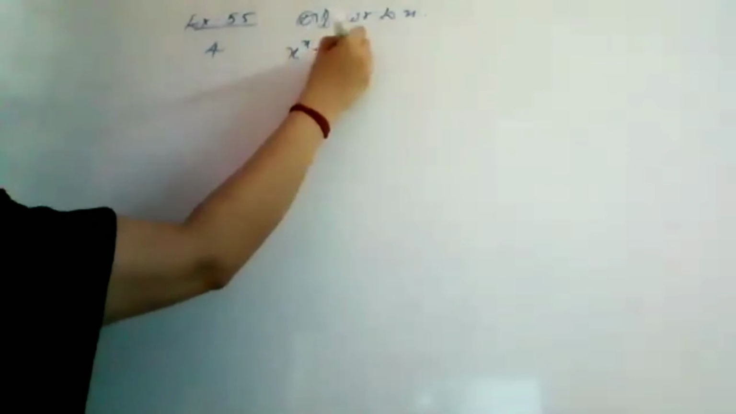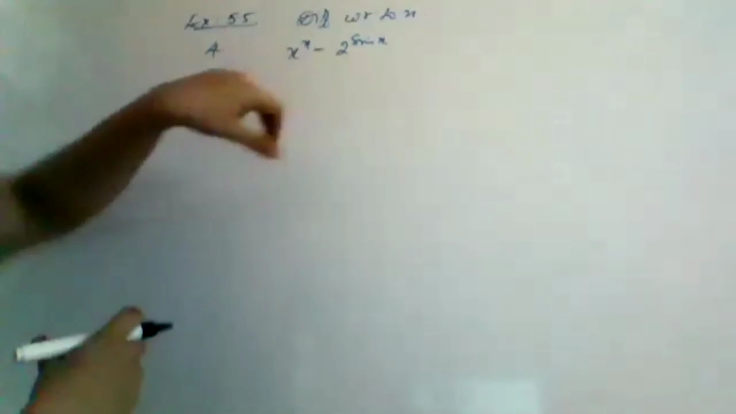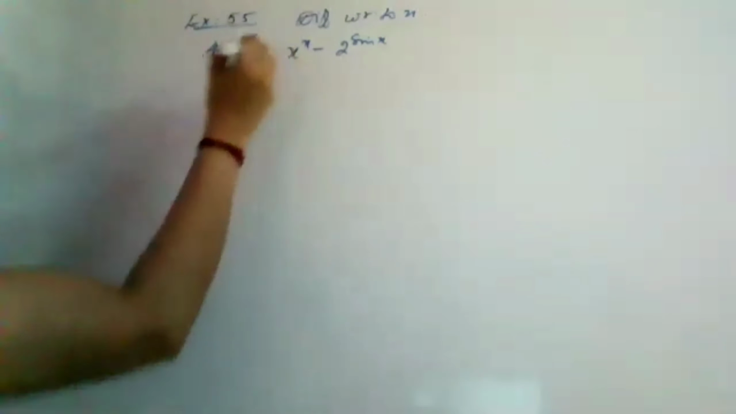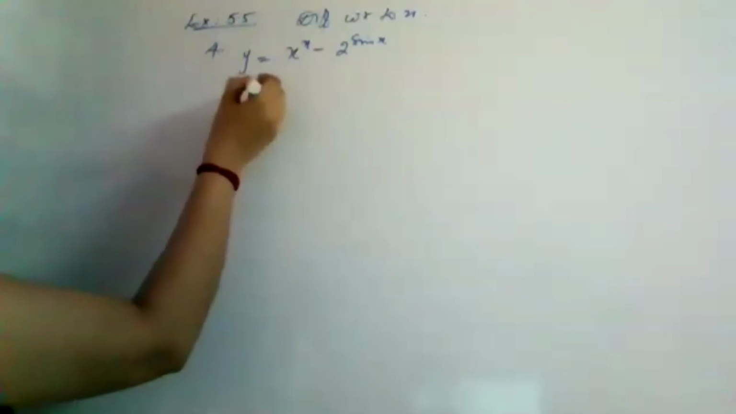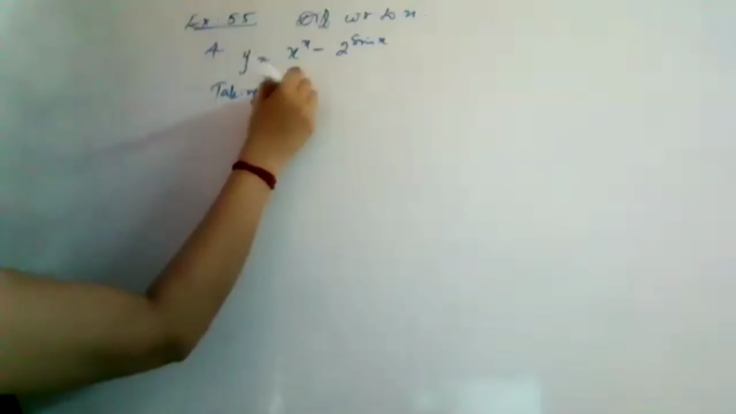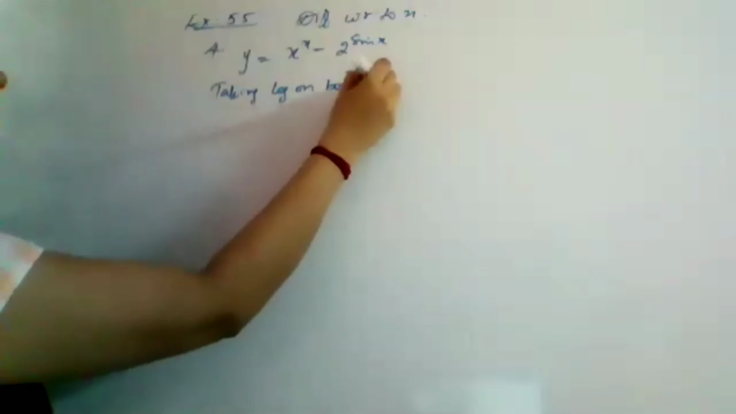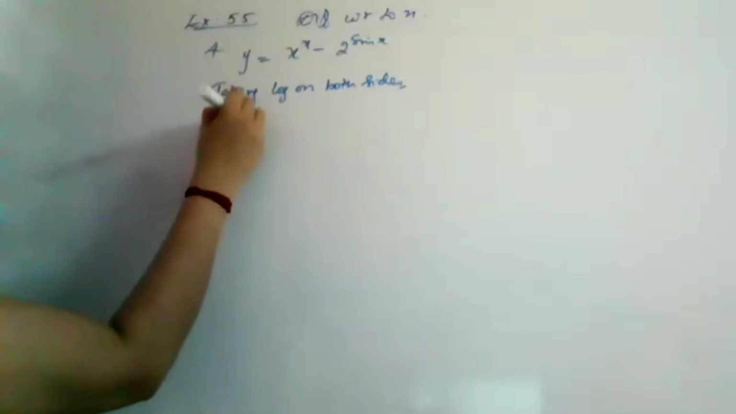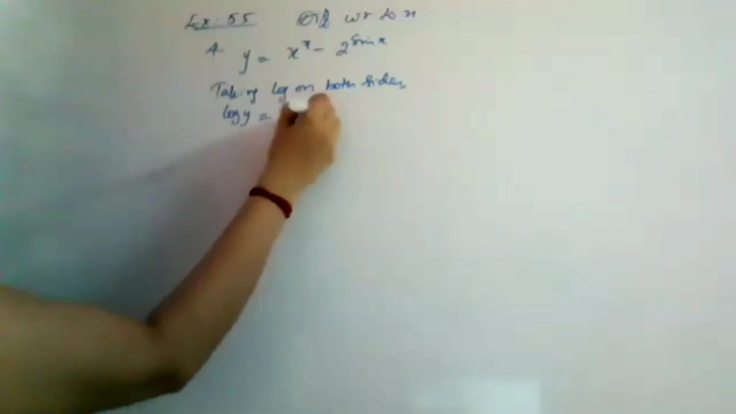x raised to x minus 2 raised to sin x. Again, you have powers, so you will just use logarithm differentiation, taking log on both sides. This will be log y is equal to log of.